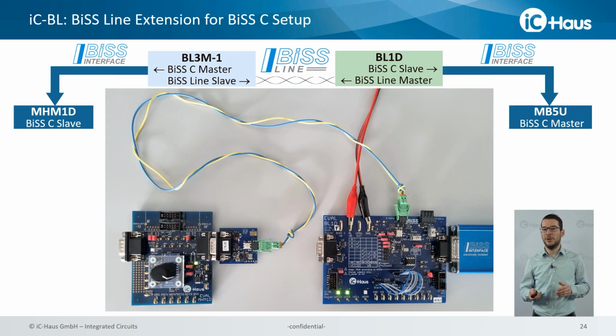connected to our MB5U BiSS master, which is our BL1D, which acts as a BiSS slave and BiSS Line master at the same time. And the smaller board on the left side is our BL3M board, which acts as the BiSS Line slave and BiSS master at the same time. So by simply pre-programming our 2 ICBLs, we can add them in between of a BiSS communication and then have a robust and protected transmission over just 2 wires.